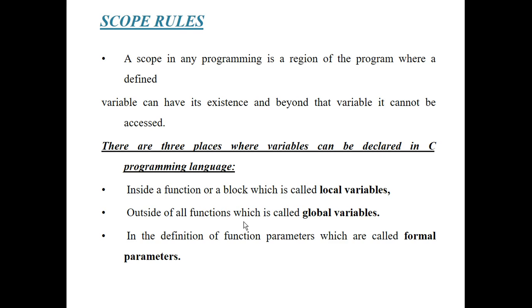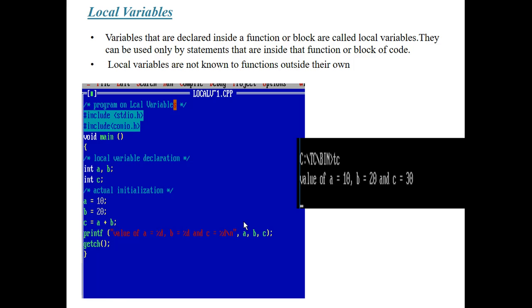Next, the third place where variables can be declared in the C programming language is the formal parameters. These formal parameters are the same as local variables. Why? Because they are used in the function definition, often in the definition of the function parameters. So let's understand all of these with the help of a program. Here I have written a simple program with each of these three places where we can declare variables in the C programming language.